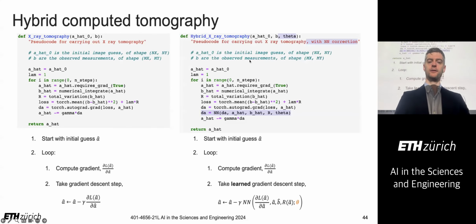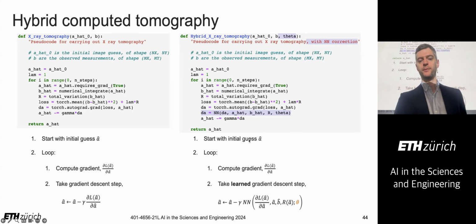So this looks like this. And in the pseudocode, I've just highlighted here just the changes to the pseudocode. So you can see these are super simple changes. All we do is add one extra line inside of our gradient descent for loop, which, once we've computed the gradients of our loss function with respect to the image, we just pass that through a neural network, which has some free parameters theta, which are just another additional input to the hybrid function.